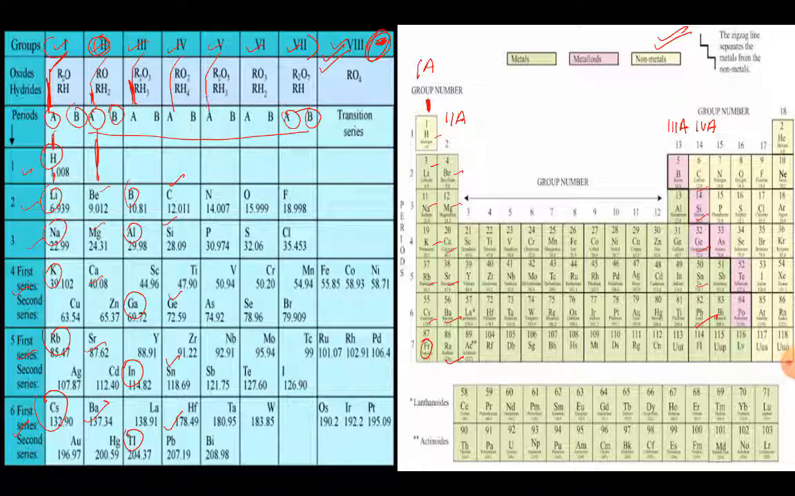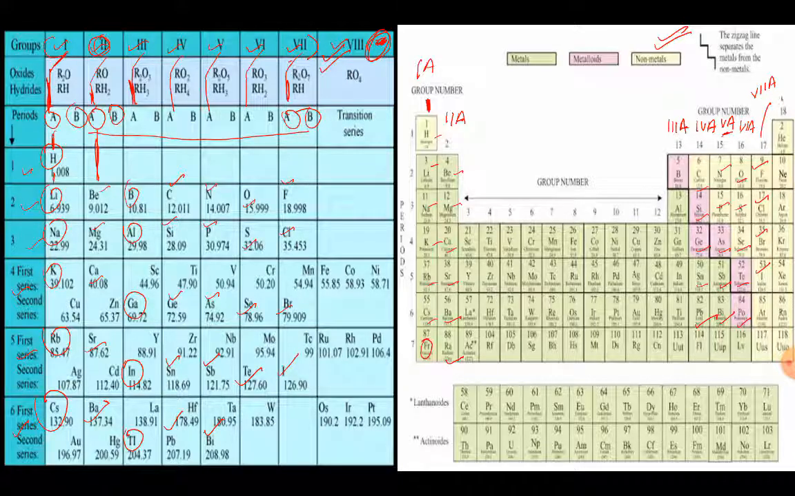Then moving on to 5A, it is nitrogen, phosphorus, arsenic, antimony and bismuth. Moving on to the 15th group of the modern periodic table, it is 5A of Mendeleev: nitrogen, phosphorus, arsenic, antimony and bismuth. Then 6A is oxygen, sulfur, selenium and tellurium. The 16th group is 6A of Mendeleev: oxygen, sulfur, selenium, tellurium and polonium. Then 7A of Mendeleev is fluorine, chlorine, bromine and iodine. The 17th group of the modern periodic table is 7A of Mendeleev: fluorine, chlorine, bromine and iodine.